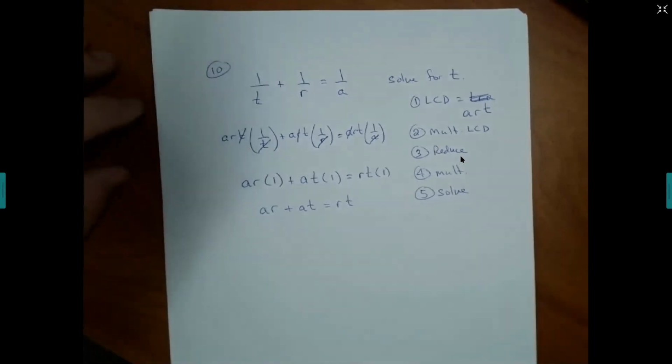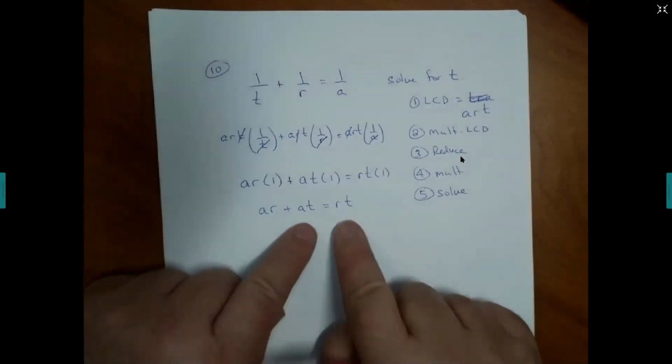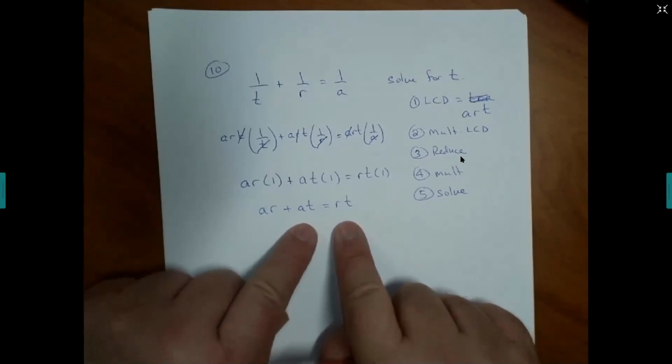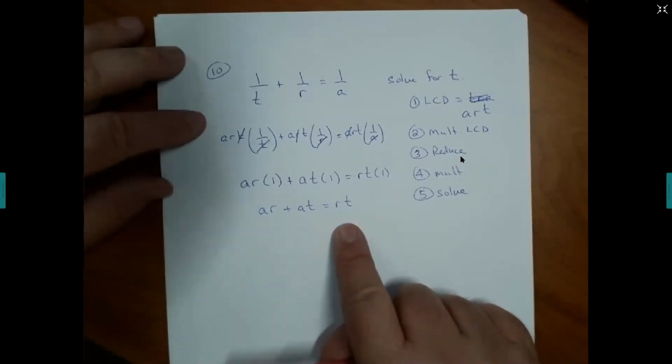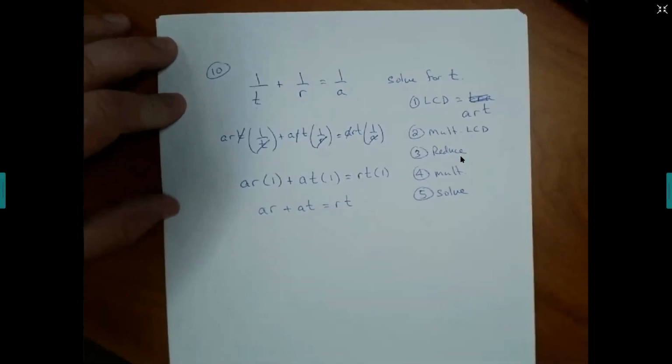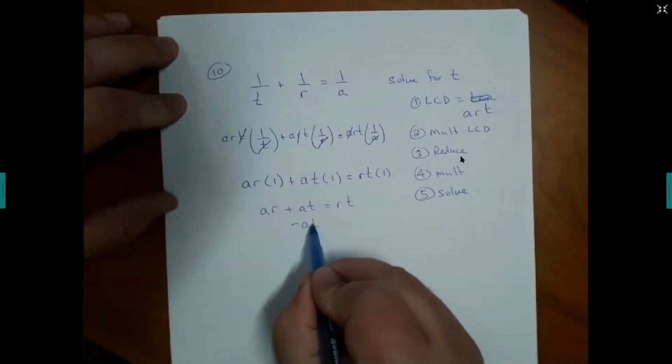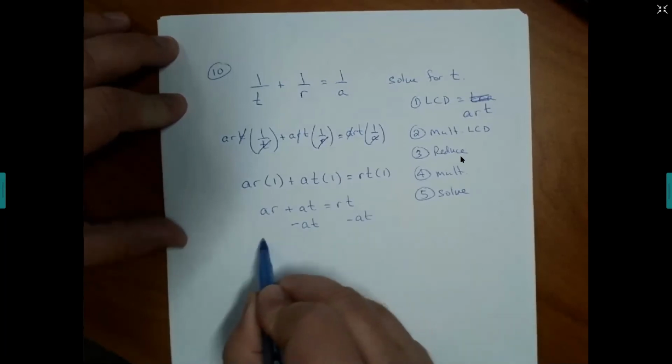Now we have to solve for t. But you see t's on both sides, right? So we have to get it to one side. Since you're solving for t, it has to be on one side. So I'm subtracting AT from that side.